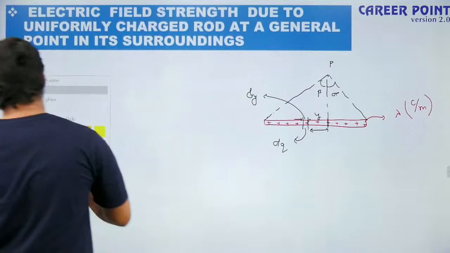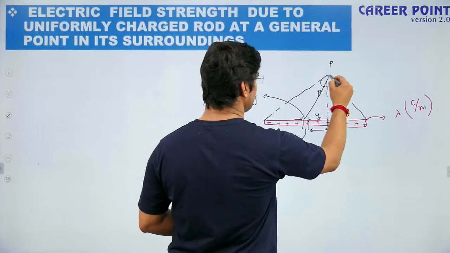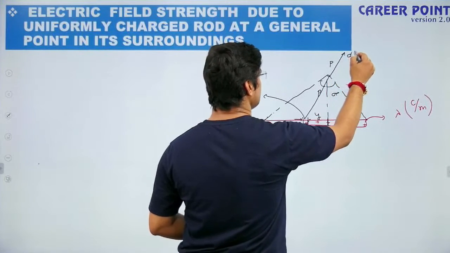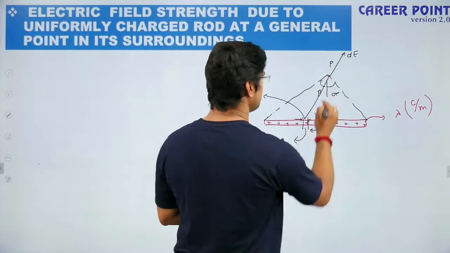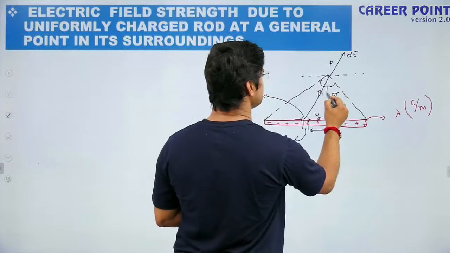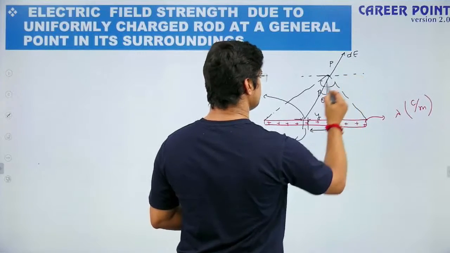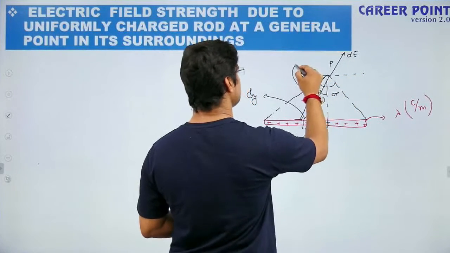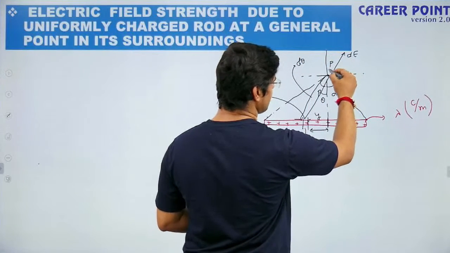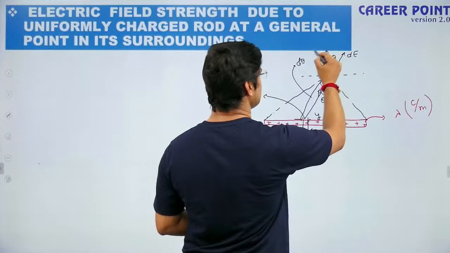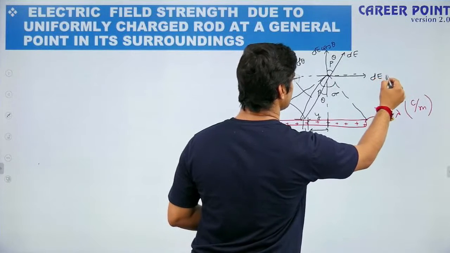So now, what we will do? Due to this element, we will write electric field at point P as dE. dE is the electric field due to this small element at point P. Let's consider this angle as theta, and the length of this element is making angle d theta here. Now, if this is dE, then this angle, the vertically opposite angle, will be theta, and this will be dE cos theta, and in this direction it will be dE sin theta.